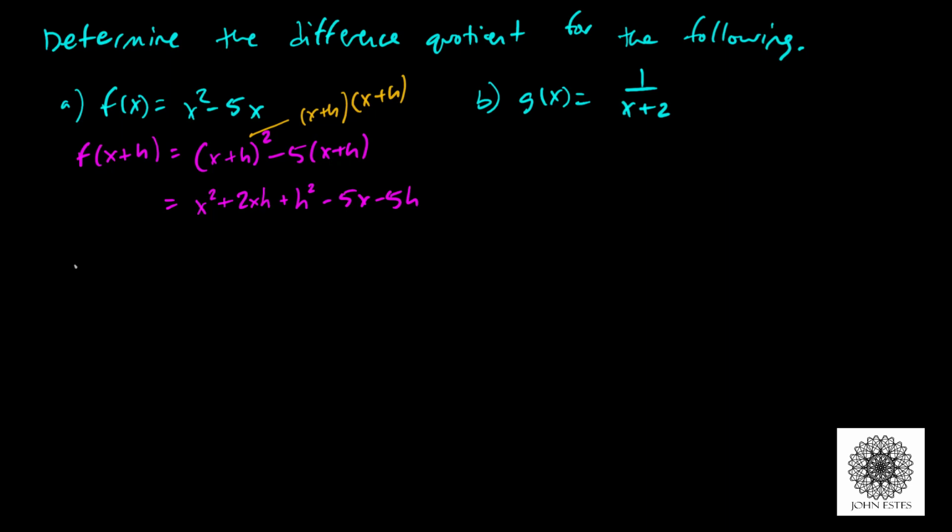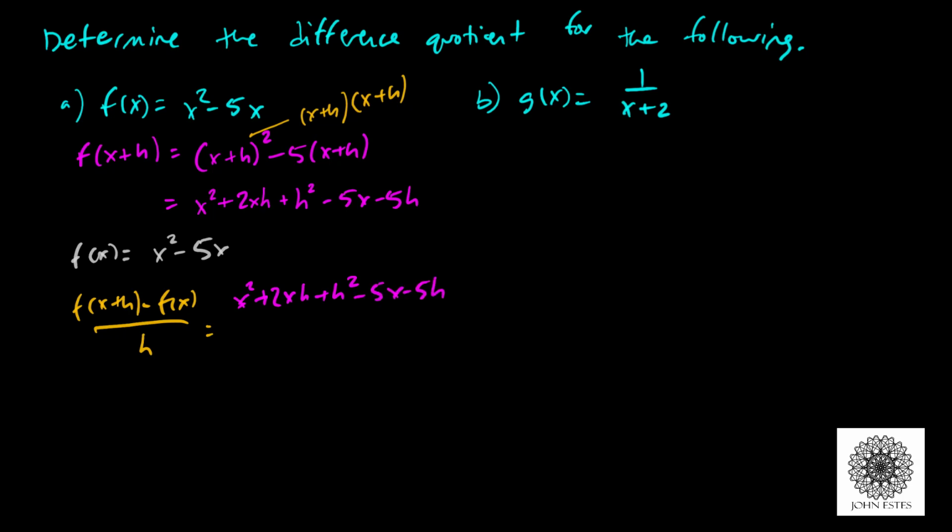Okay, so next we need to know f of x. Well, we already have f of x. That's just x squared minus 5x. So now putting these together, we have f of x plus h minus f of x all over h. Let's pull my pieces together. For f of x plus h, I have x squared plus 2xh plus h squared minus 5x minus 5h. That's my first expression. Then I have minus x squared minus 5x, and all that is over h.